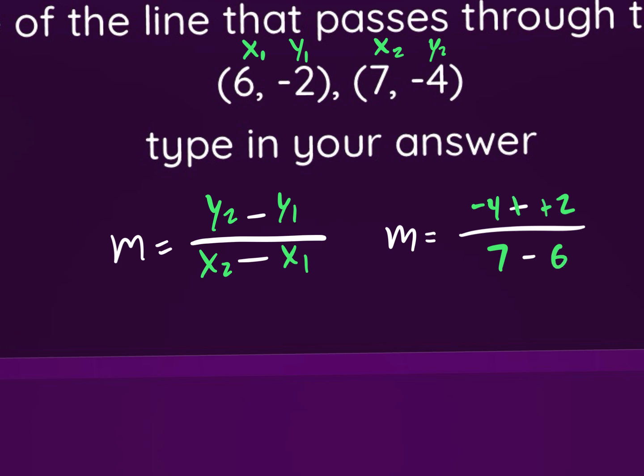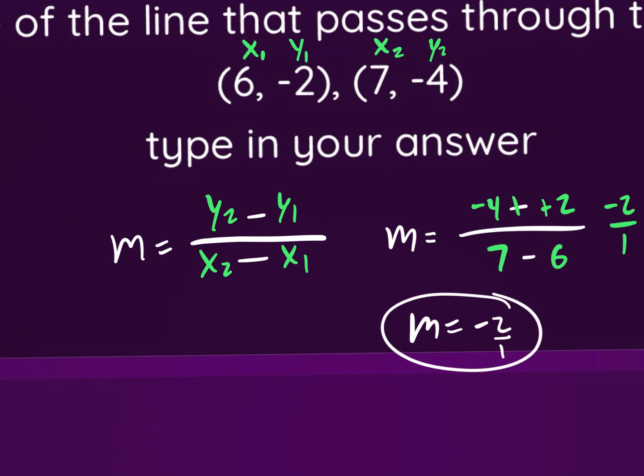So up on top, you have -4 plus 2, which is -2. And on the bottom, you have 7 take away 6, which is 1. So that simply means that your m value is -2. Now, you could say -2 over 1 if you want, or you could just say -2. That's your m value. That for sure, 100% will be on the next test that we have, okay? We should all know how to do this, right? We've done way beyond this already.